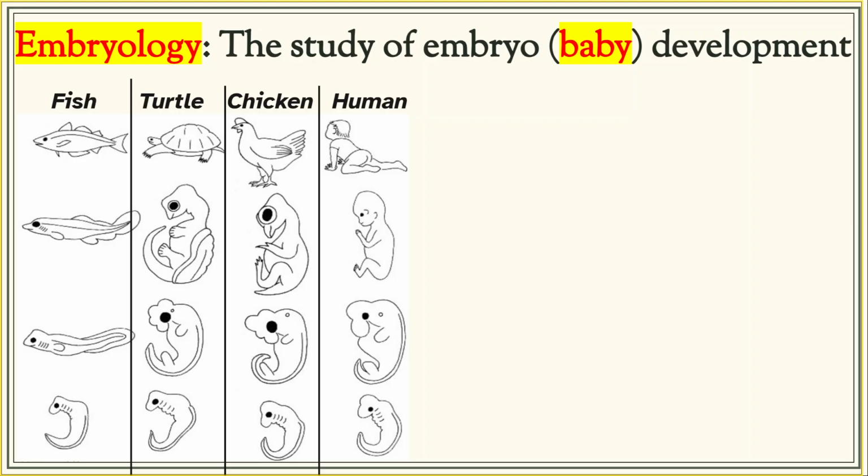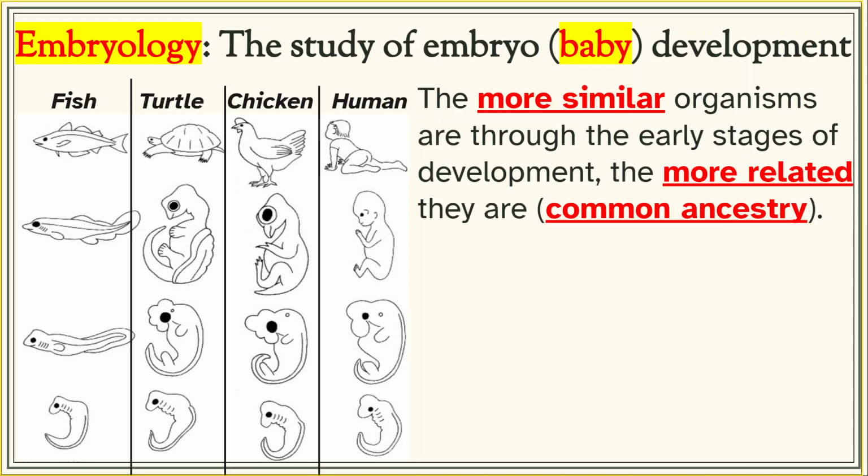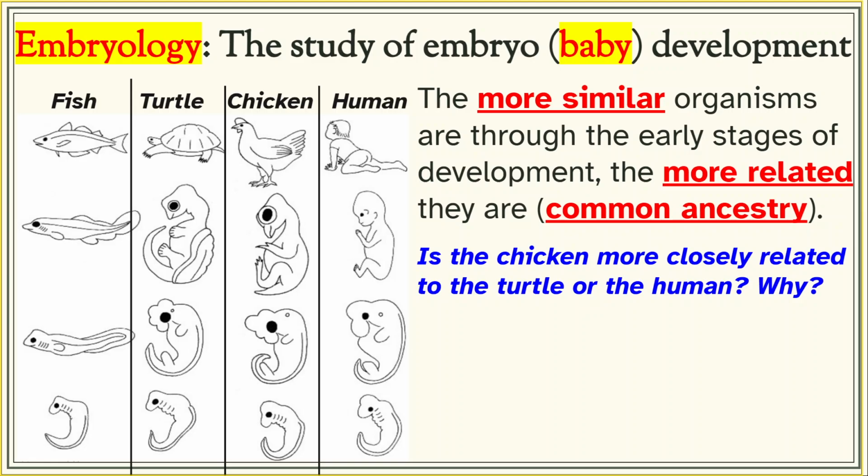The fish changes very quickly, while the turtle, chicken, and human stay pretty similar. So the more similar the organisms are at the early stages of development, the more related they are. So the more they stay in common, the more related. So is the chicken more closely related to a turtle or to a human?